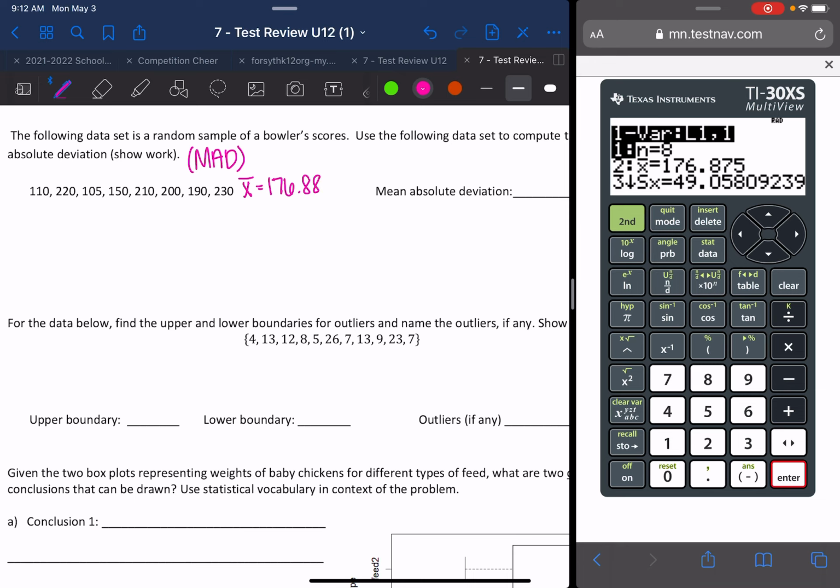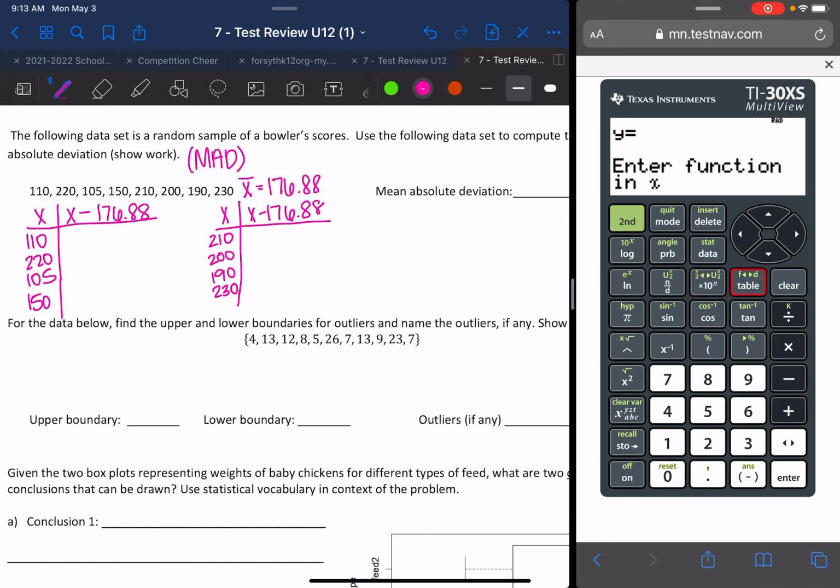To calculate the MAD, remember that we line up all of our values. We're going to take those values and subtract them from the mean, or subtract the mean from those values. So we have 110, 220, 105, 150, 210, 200, 190, and 230. A way to do this quickly is to go into table and do x minus that mean. Instead of auto, we'll go to ask so that we can get these numbers quickly.